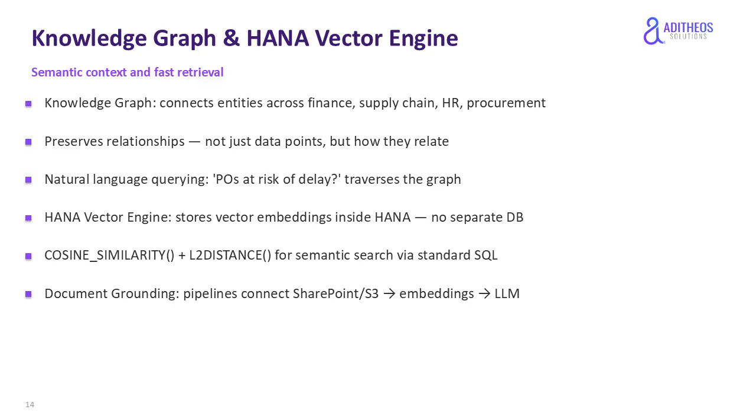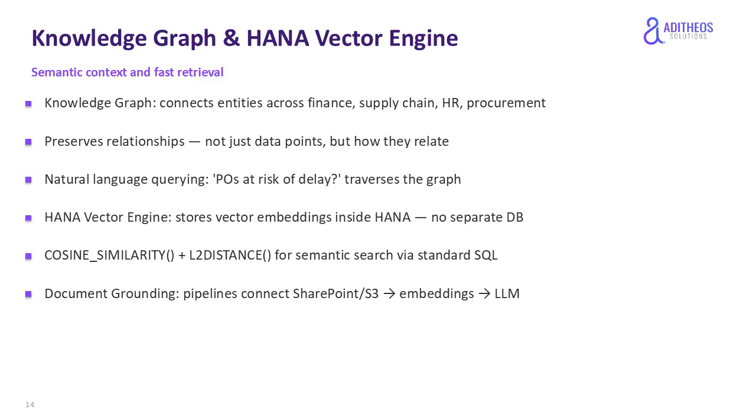For retrieval, the SAP HANA Vector Engine enables storage, processing, and similarity search of vector embeddings directly inside SAP HANA without requiring a separate vector database. Two core functions power this: cosine similarity function for measuring directional similarity between vectors, and L2 distance function for Euclidean distance in clustering and nearest neighbor searches. Developers query vectors using standard SQL, no specialist skills required.